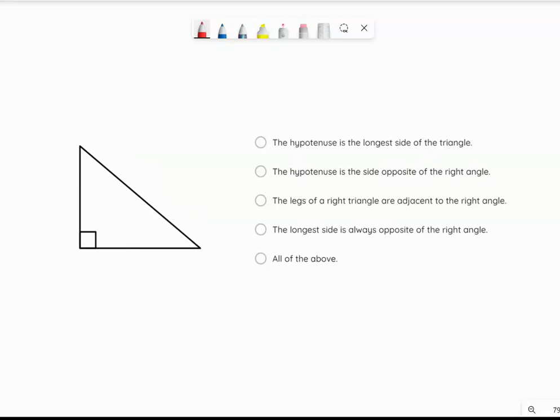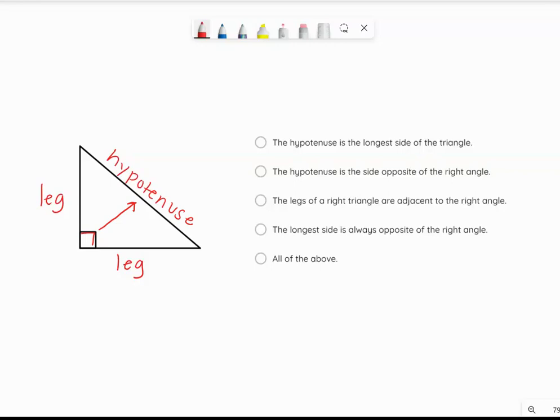Looking at our right triangle, let's label the triangle with the leg on the bottom. We have a leg here on the left, and then the diagonal side is going to be our hypotenuse. And we know this because the hypotenuse is always directly across from our right angle, which we see here. So that being said, let's check our statements here on the right.